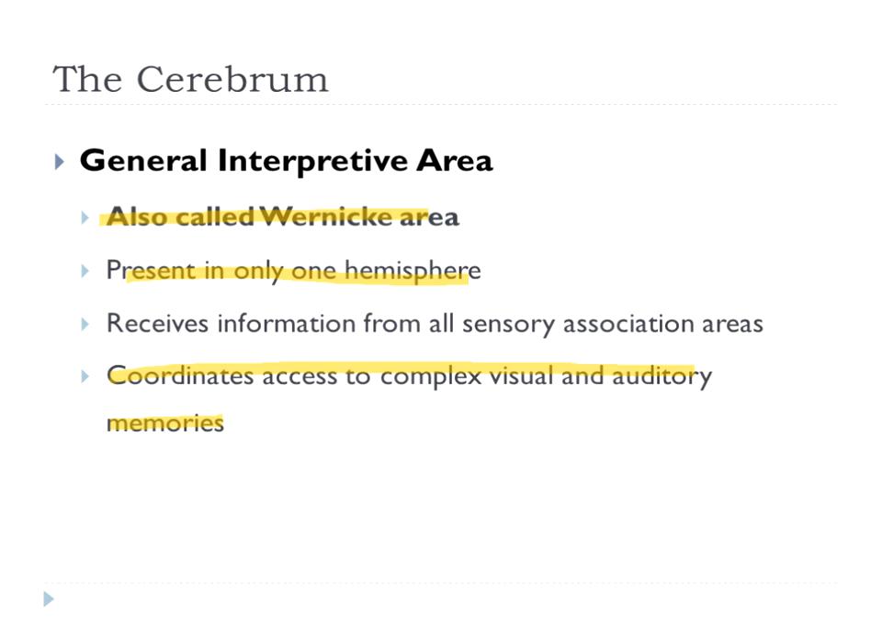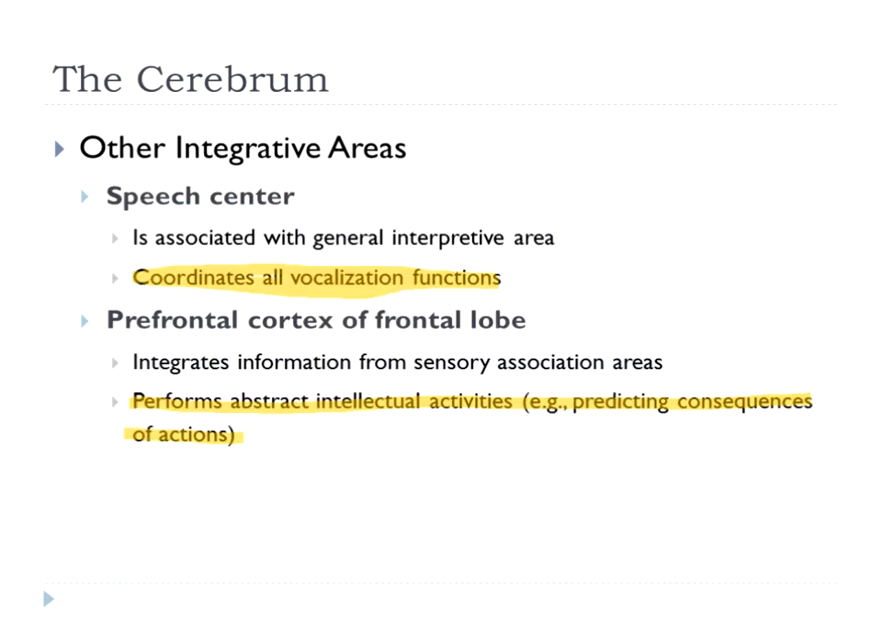Your general interpretive area, called your Wernicke area, is only in one hemisphere, receives information from all the sensory association areas, and has access to complex visual and auditory memories. So when you're retrieving the information on, oh, I remember where the pons is found, it was that first big hump, that's part of your Wernicke area's job.